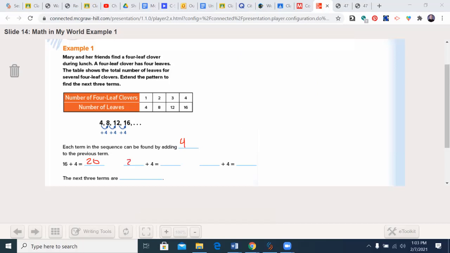20 plus 4 is 24. And 24 plus 4 is 28. So our next 3 terms: 20, 24, sorry about the penmanship there, and 28.